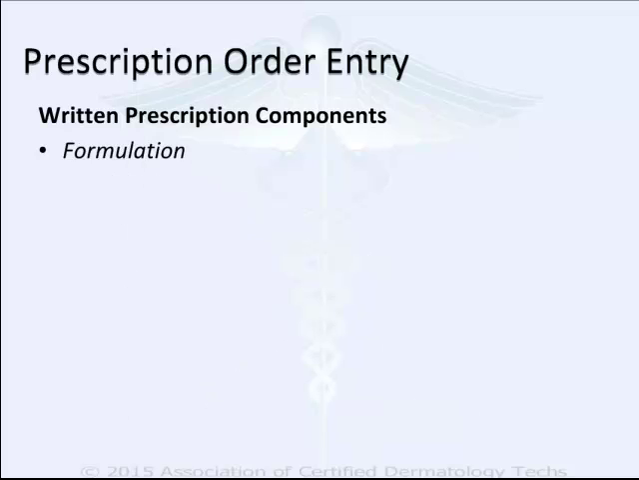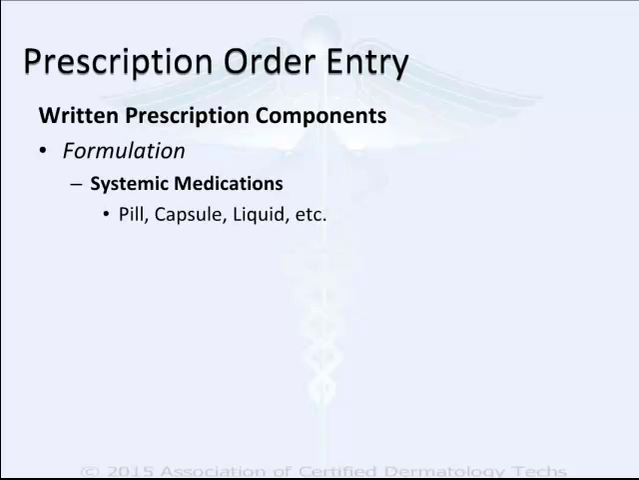A medicine's formulation simply refers to the physical state in which the medication is delivered. For systemic medications, the most common forms would be as a pill, capsule, or liquid. For example, fluconazole can be written as 150 milligram capsules. It's worth noting that many dermatologists will not consider there to be a significant difference between, say, the capsule version of a medication versus the pill version of the same medicine. For that reason, he or she may not actually specify a preference.